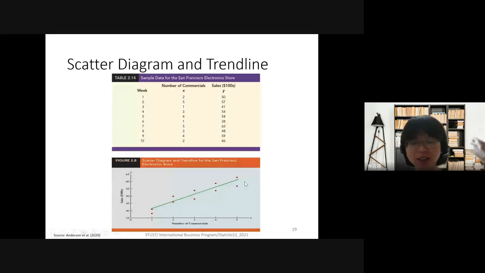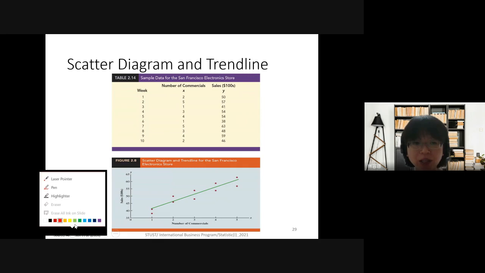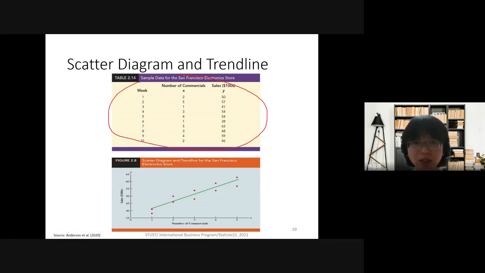Okay, before we take a break, last hour, we talked about the scatter diagram and the trend line. If you have a data set, you can express it with a scatter diagram and draw a line to find the trend on it. For example, a relationship between two variables, that is number of commercials and sales.